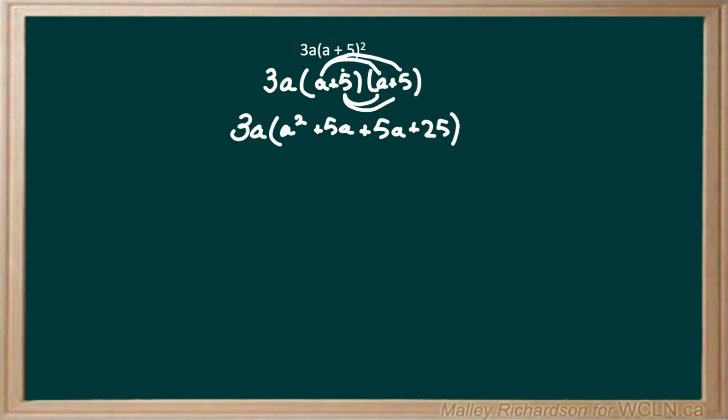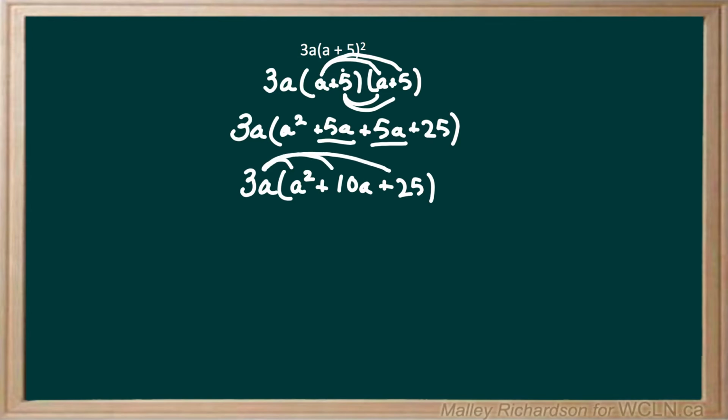So now, still dealing with these brackets, we have to group together our like terms. Our only like terms are this 5a and this 5a, so let's add those coefficients together. We have a squared plus 5, which is 10a, plus 25. Now we're done with inside our brackets, and we're going to have to use our distribution laws to distribute this 3a to everything inside the brackets.